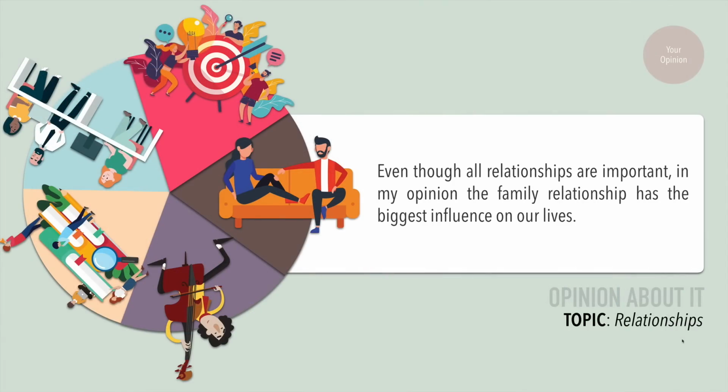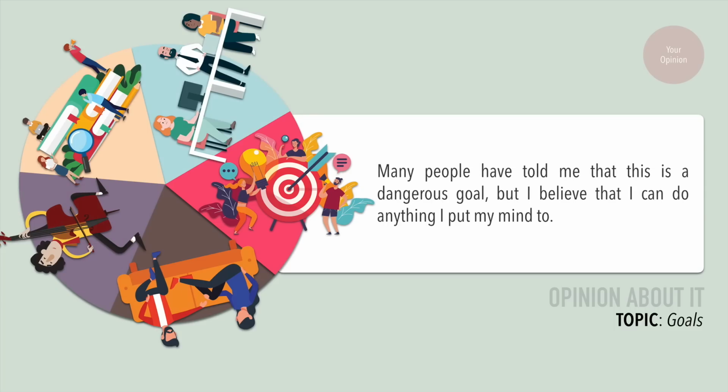All right, now moving forward, here we go. Next, we're going to look at relationships. Here we go. Even though all relationships are important, in my opinion, the family relationship has the biggest influence on our lives, okay? And finally, goals. Here we go. Many people have told me that this is a dangerous goal, but I believe that I can do anything I put my mind to.